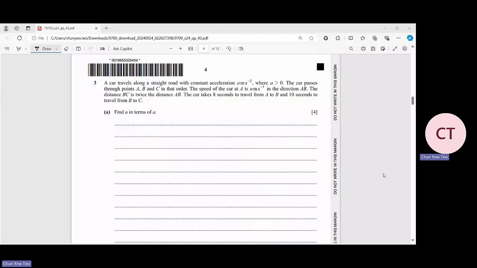Now we take a look at question number 3. A car travels along a straight road with constant acceleration a meters per second squared, where a is positive. The car passes through points A, B, C in that order. The speed of the car at A is u meters per second in the direction of AB, and the distance BC is twice the distance AB. The car takes X seconds to travel from A to B and 10 seconds to travel from B to C.